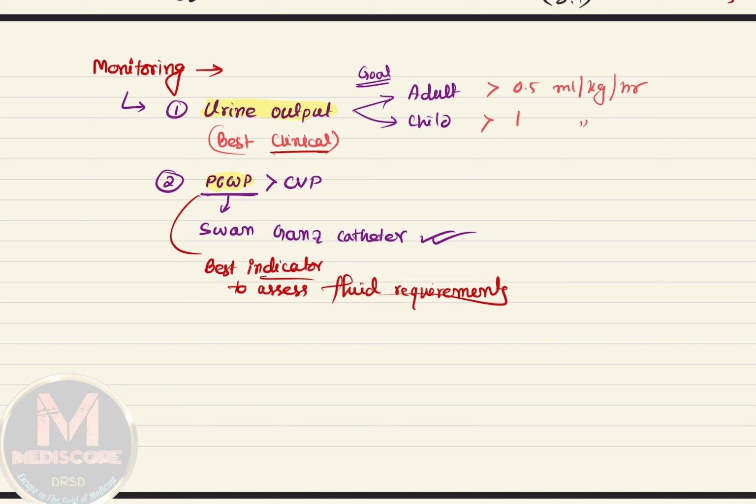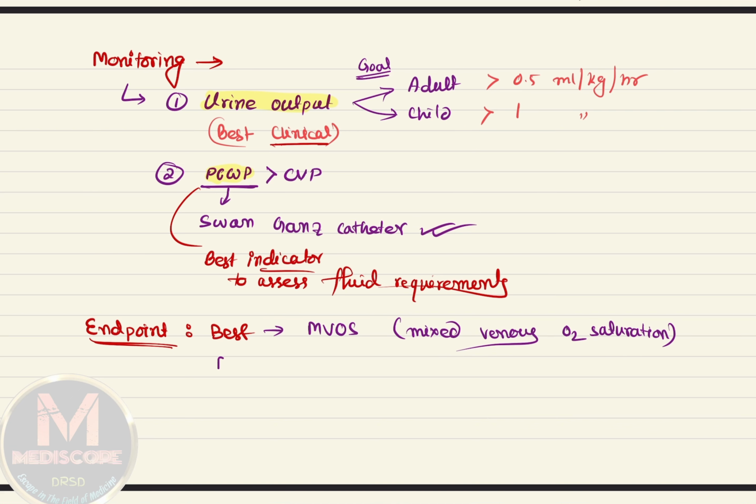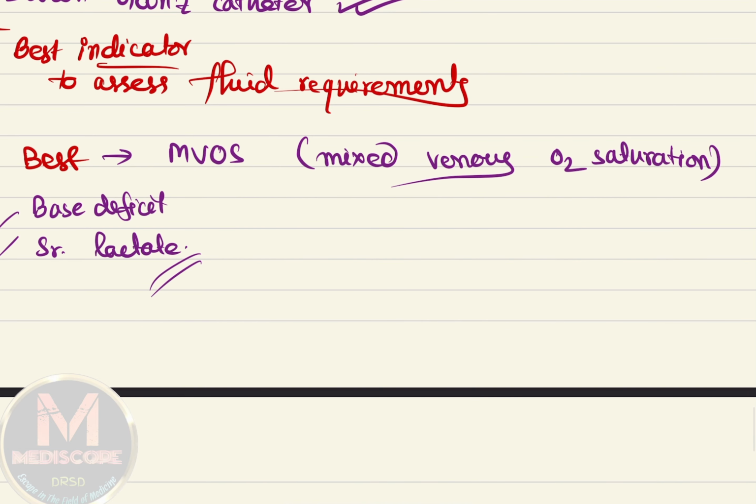Now, once we monitor, we have to know till what point we should continue this IV resuscitation. So we have to know the end point of resuscitation, and that is measured by mixed venous oxygen saturation. Also, we can use the base deficit and serum lactate levels to assess systemic perfusion, other than MVOS, which is the best indicator. What is the normal value of mixed venous oxygen saturation? It is 50 to 70%. It is the normal value.